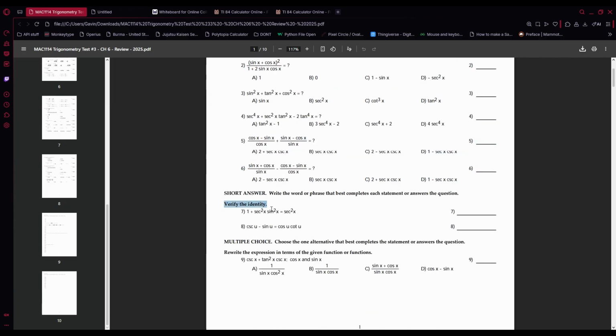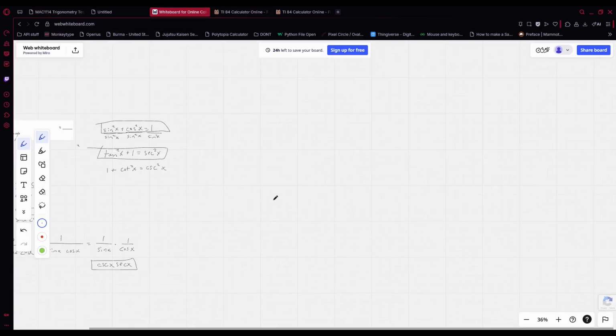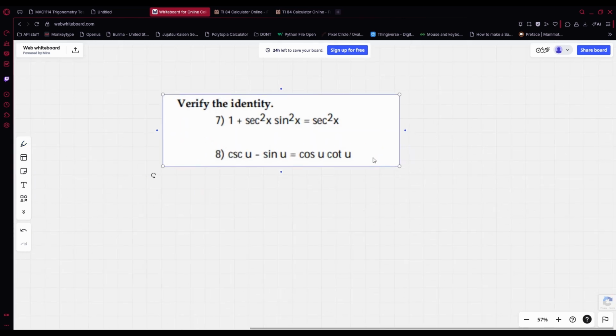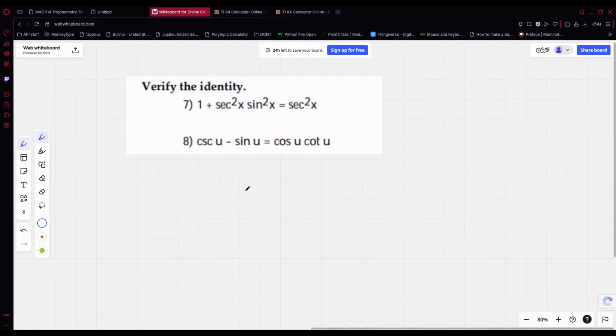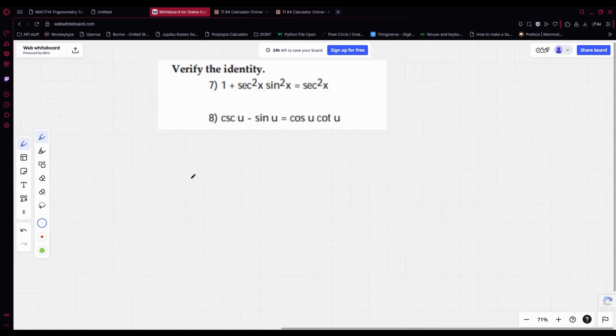Let's do this verify the identity question, because for these you don't have multiple choice, which can be a problem. I will take a screenshot of both of them and open them here. So this first one, again, these look very annoying and very challenging, but it's all about breaking them down into sizable or easy to use little parts.